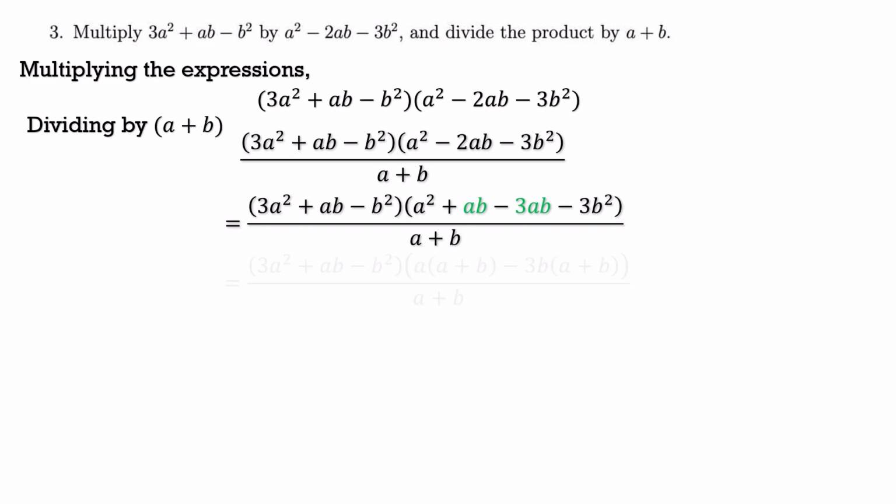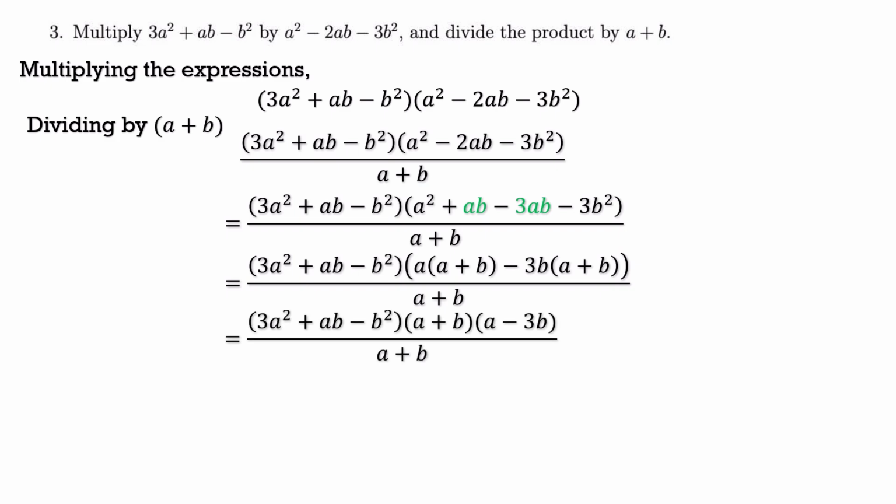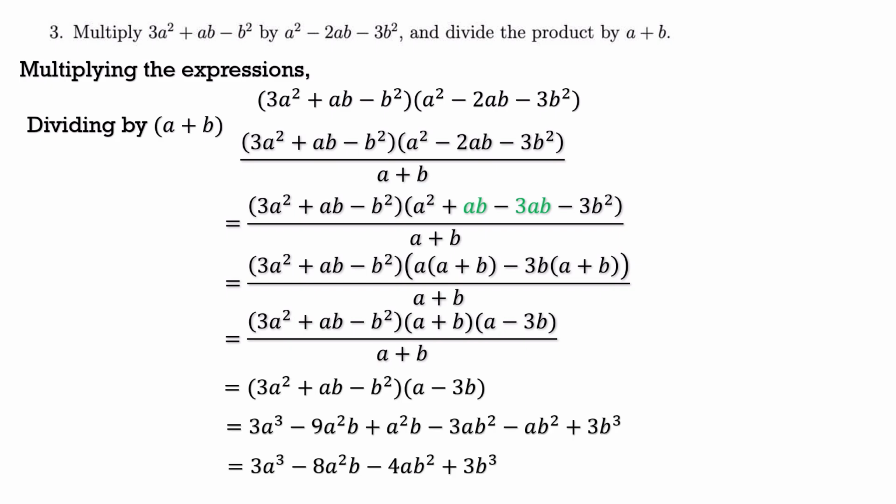Now we can perform middle term factorization on it. Now taking common and factoring, we see that we have a common A plus B factor, which we can cancel. After this, it is simply a matter of multiplication. Again, group the like terms together, and we end up with the following answer.